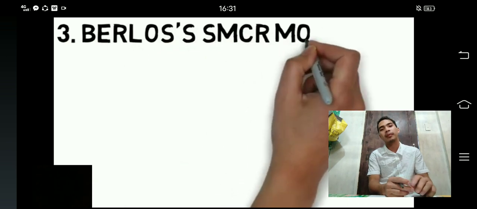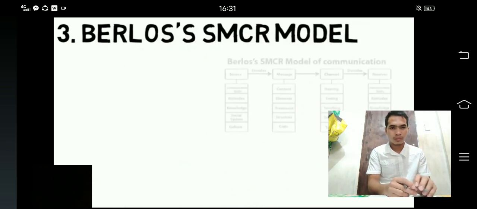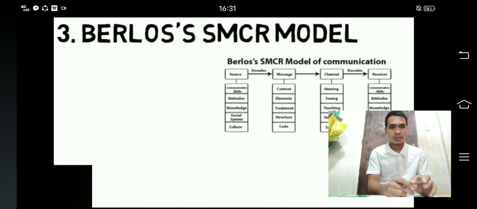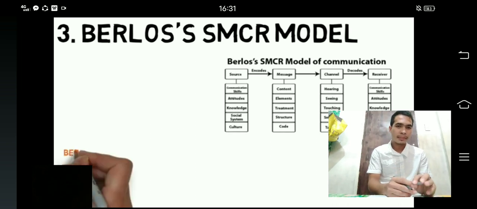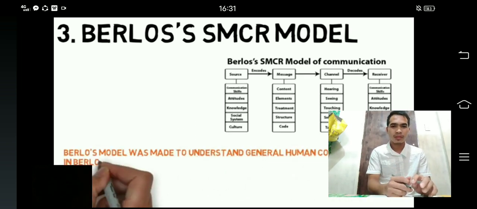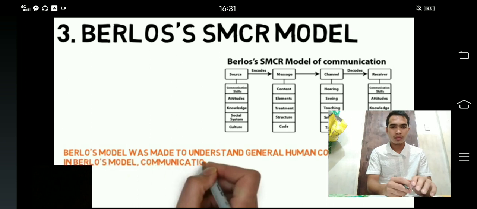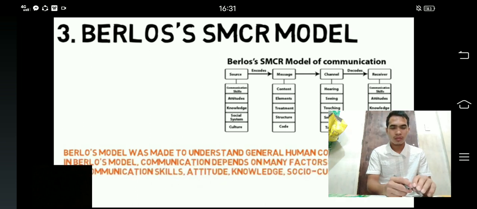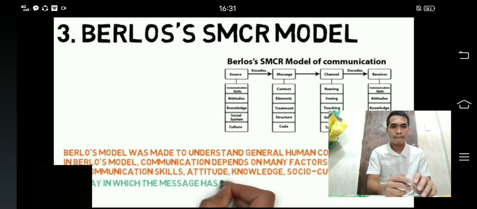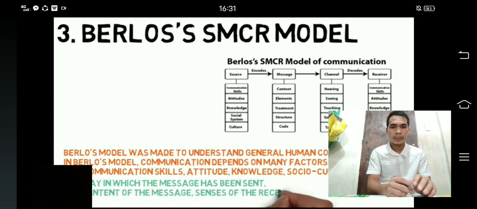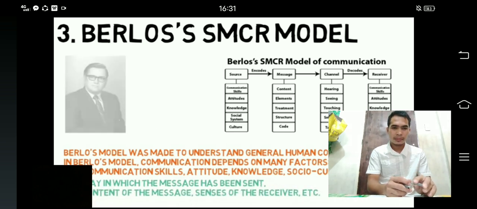Berlo's SMCR model. Berlo's model was made to understand general human communication. In Berlo's model, communication depends on many factors, like communication skills, attitude, knowledge, socio-cultural system, the way in which the message has been sent, the content of the message, senses of the receiver, etc.